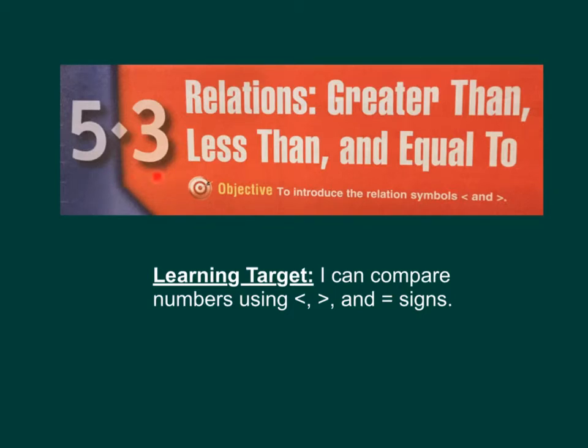Today's lesson is 5.1, relations: greater than, less than, and equal to. Our objective today is to introduce the relation symbols less than and greater than. Our learning target is: I can compare numbers using the less than, greater than, and equal signs.